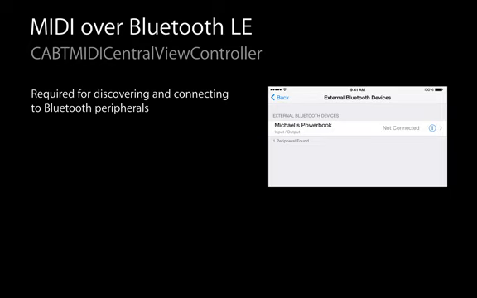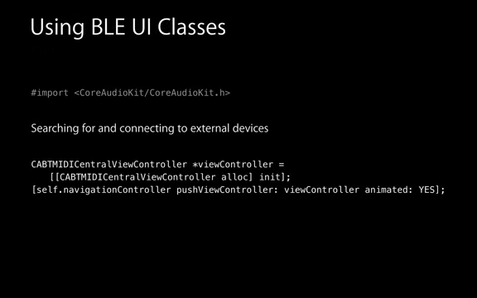The CABTMIDICentralViewController is required if you want to discover and connect to Bluetooth peripherals. And you use that in the same way. You create the view controller and push it onto your view controller stack.